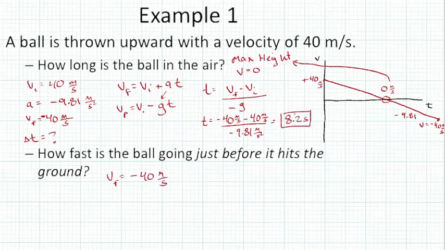Now another way you could have done this was simply to find the amount of time it takes to go from initial velocity up to the maximum height, where the final velocity there would be 0 meters per second. And then you would simply double that, because that's the time to go up. You double it and you get 8.2 seconds as your total time. But either way, this works. So that's example number 1. Let's look at example number 2.